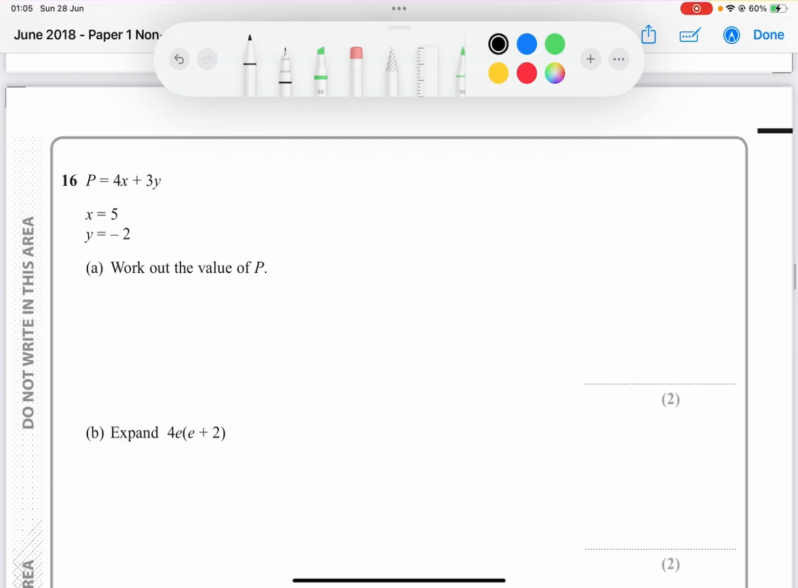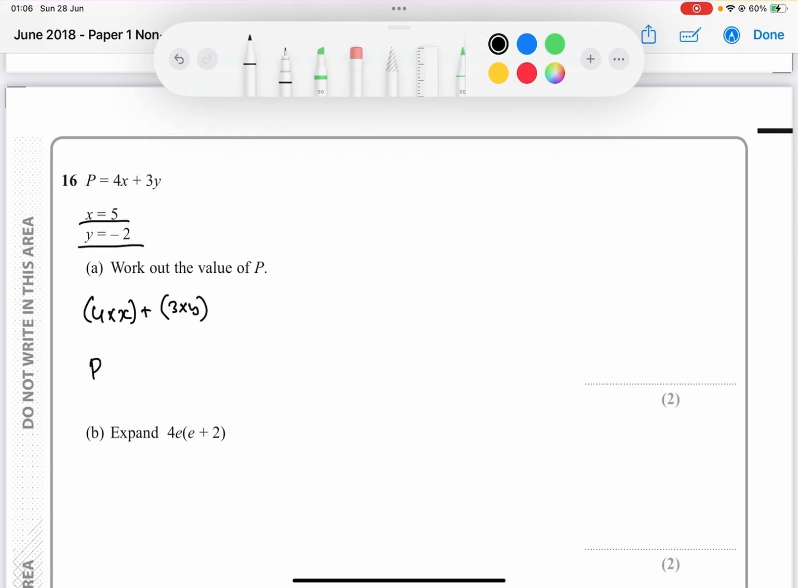Okay, cool. Question 16, a bit of substitution. So P equals 4x plus 3y. Remember, in the previous question, I said that numbers and letters in algebra, when they are together, they are multiplying each other, okay? So what this is basically saying is 4 times x plus 3 times y, okay? So kind of like that. So it says work out the value of P when x equals 5 and y equals minus 2. So we're just going to substitute that in.